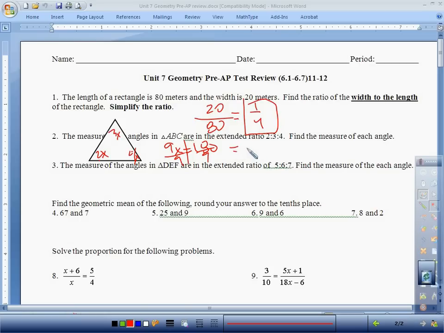Divide both sides by 9, and x equals 20. I substitute that back in, and I have angle measures of 40, 60, and 80.